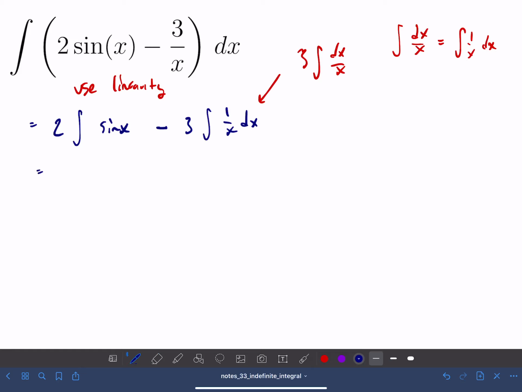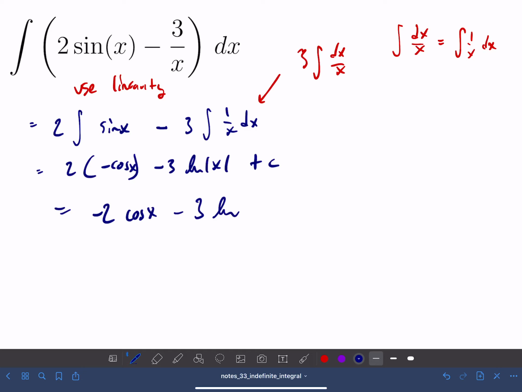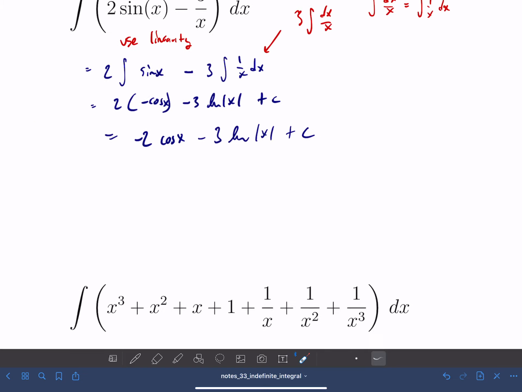So now let's attempt to do that antidifferentiation. What do I take the derivative of to get sine? Minus cosine. What do I take the derivative of to get 1 over x? Natural log of the absolute value of x plus c. It's so easy to forget plus c. Let's do the next one.